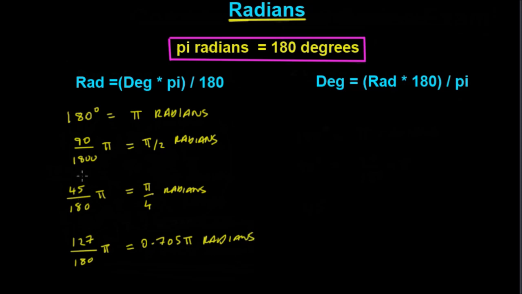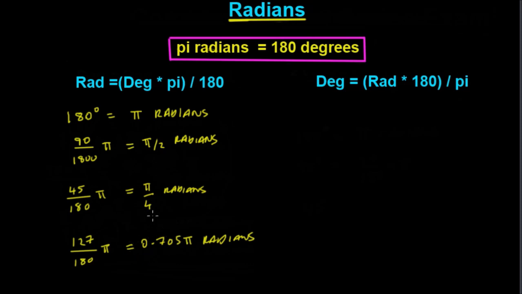So in order to go from degrees to radians, we multiply by pi and divide by 180. So that's just what we've got up here. We multiply by pi, divide by 180, and that will give us our degrees to radians.